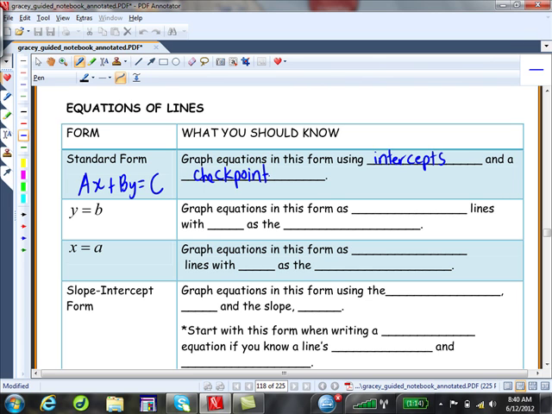y equals b. Graph equations in this form as what kind of lines? Cool, horizontal lines with b as the y-coordinate of the y-intercept. x equals a. Graph equations in this form as vertical lines. There you are. With a as the x-intercept.